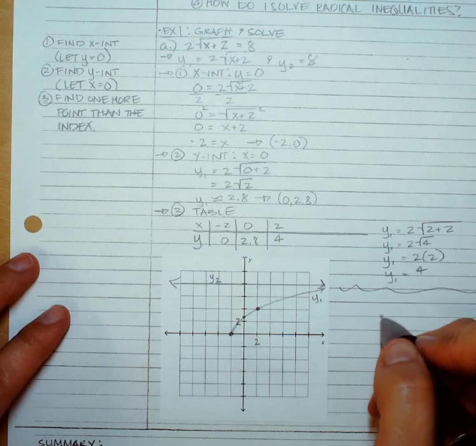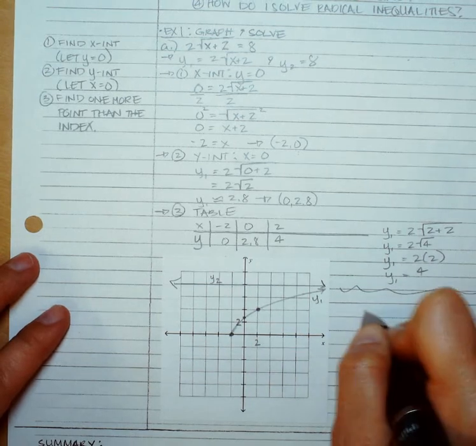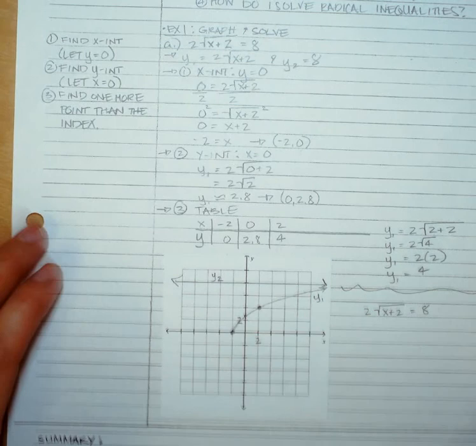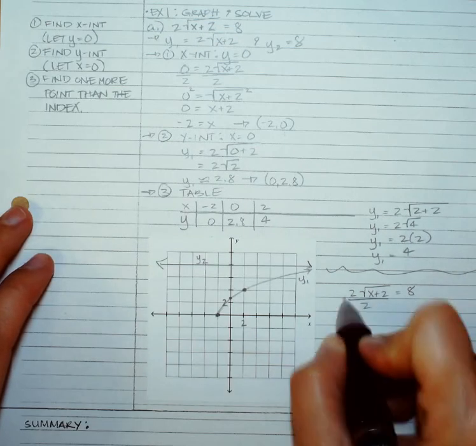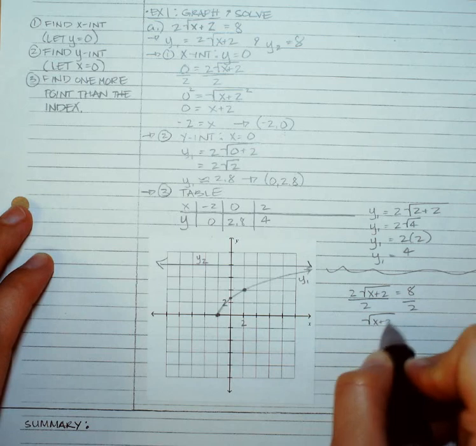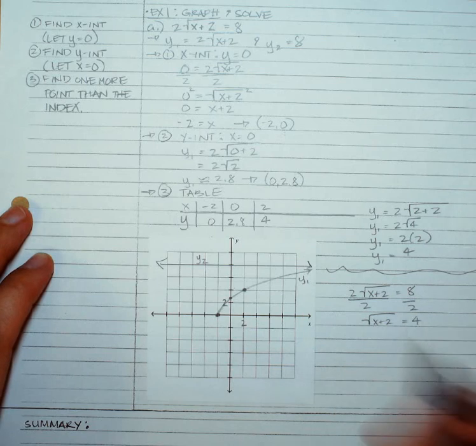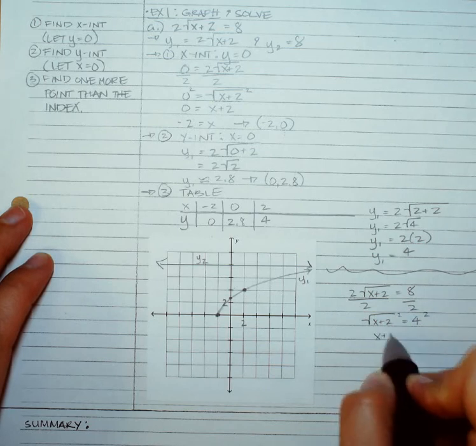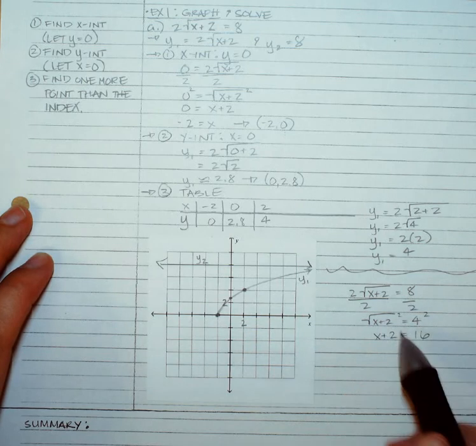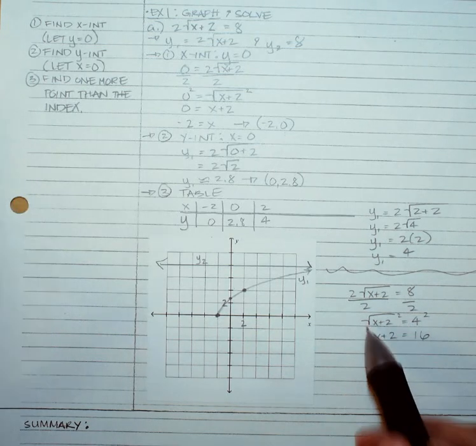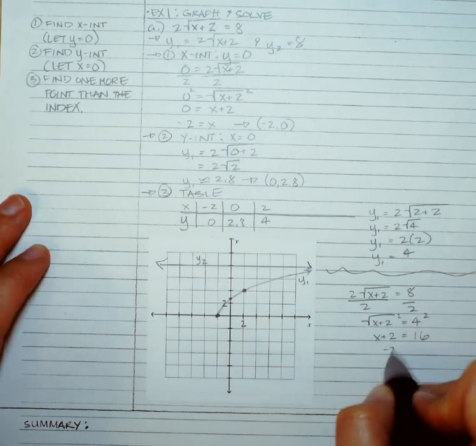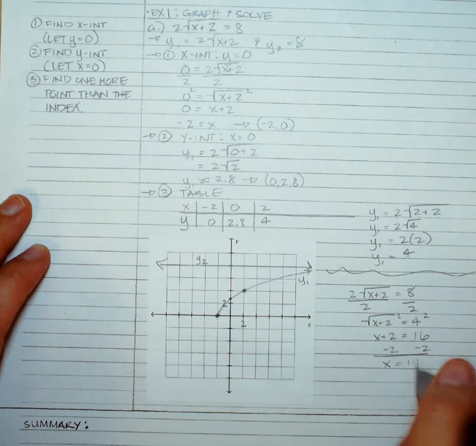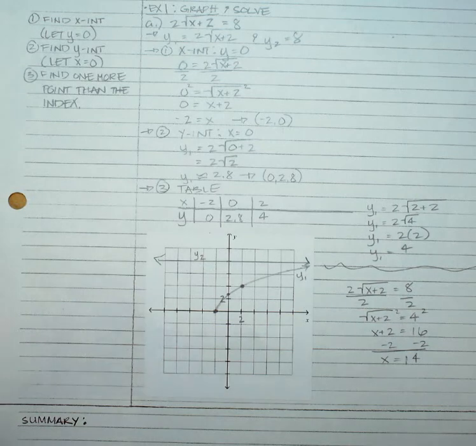So let's actually solve the equation. For the solving part, we have 2 times the square root of x plus 2 equals 8. Now, we need to get the x by itself. I'm going to divide both sides by this coefficient. I have the square root of x plus 2 equals 4. If I square the left side and the right side, I'll have x plus 2 equals 16. Just for clarity, this exponent and the radical cancel. That's why I'm left with just the radicand. When I subtract 2 from both sides, I get x equals 14.